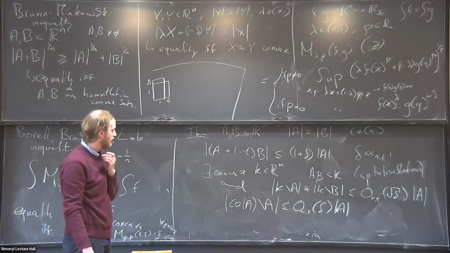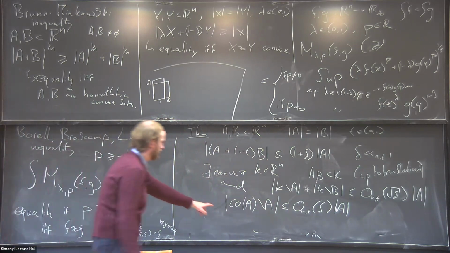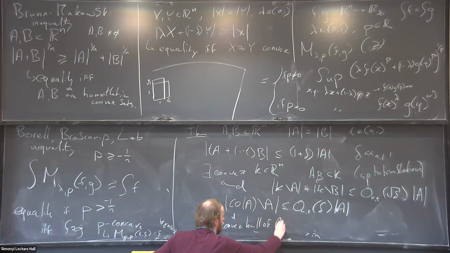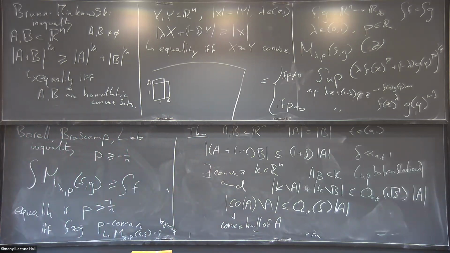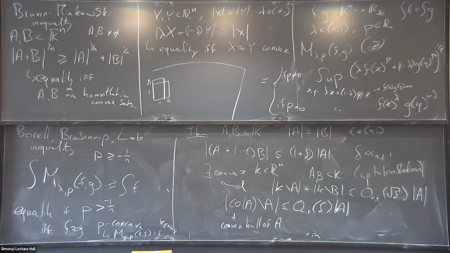Wait, that's the convex hull. Sorry, yes, I should say. So this is the convex hull of A, the smallest convex set that contains A. Very good. And of course, the same holds for B, just by symmetry.